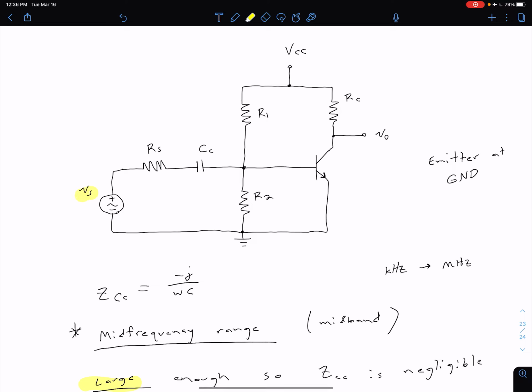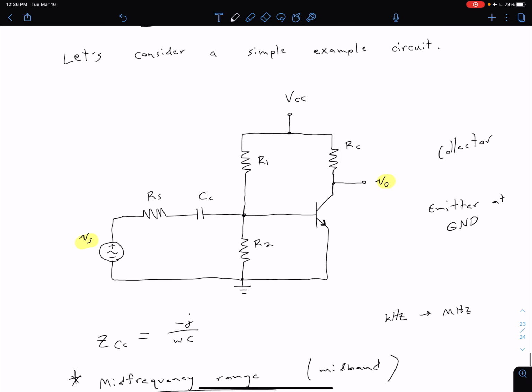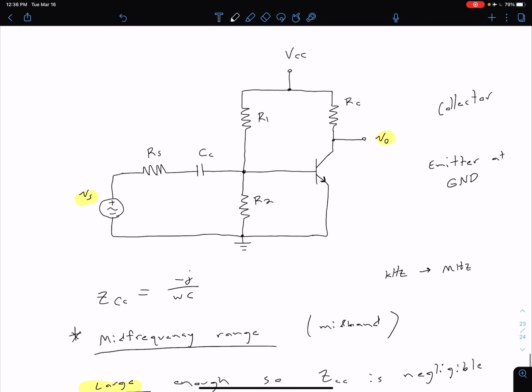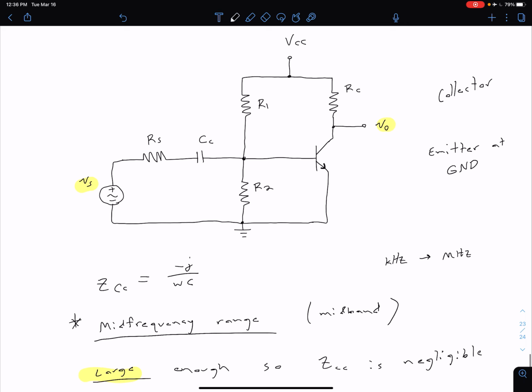So we have some input voltage Vs. I've defined some output voltage here, and this is at the collector. In our summary table at the end, I'm going to specify all the things that make this common emitter circuit a common emitter. For instance, as I've already mentioned, we have our emitter at ground. By definition, we also have our output off the collector, and we have our input signal connected to our base.